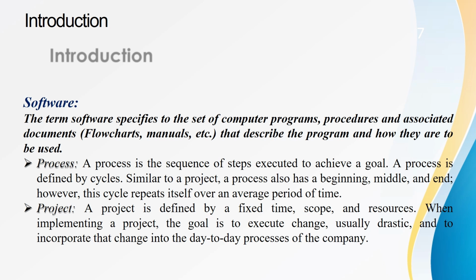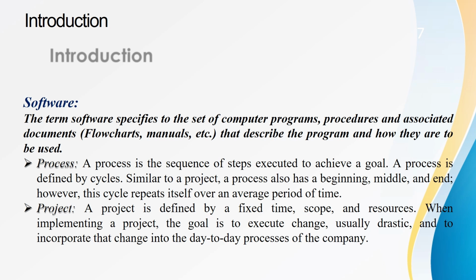The next one is project. A project is defined by a fixed time, scope, and resources. What are all the resources we have? How do we deliver a product within a limited period of time? So we have some common goal to execute. To incorporate the day-to-day process of the companies and solve the demands of customers' requirements, everything is included in this project. A project is defined by a fixed time, and within that time limit we should deliver a product. That is a project. Process means a sequence of activities to achieve a goal.